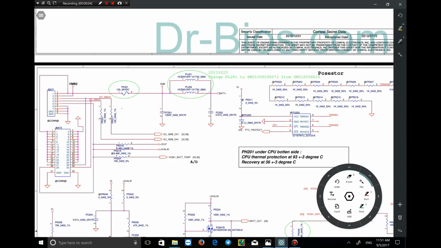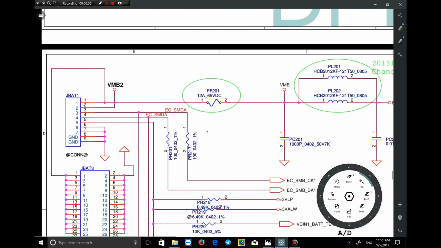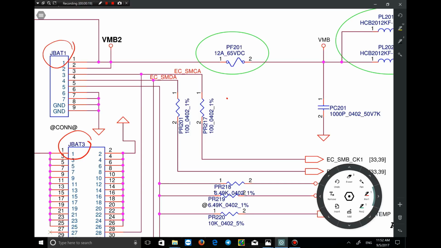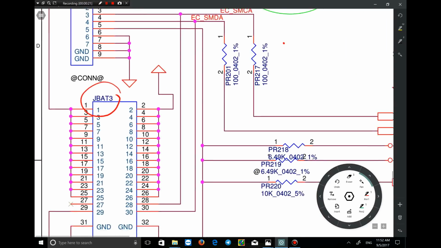I'll explain and analyze the battery jack in the following. There are 2 battery jacks in here, as you can see, jack 1 and jack 3, which are connected to each other on the motherboard. They are placed on each other on the motherboard.